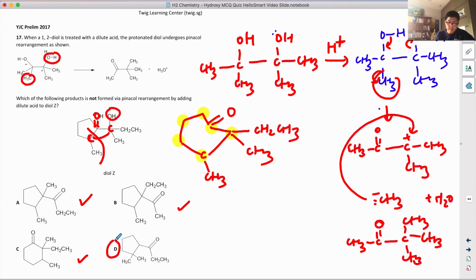Some of you might have to spend a bit more time looking at this and see whether you can get the answer. This question is a bit more tricky. It's for you to see a pattern and see whether you can derive the answer from the options given. So that's how we do question 17. Okay, let's move on to the next one.